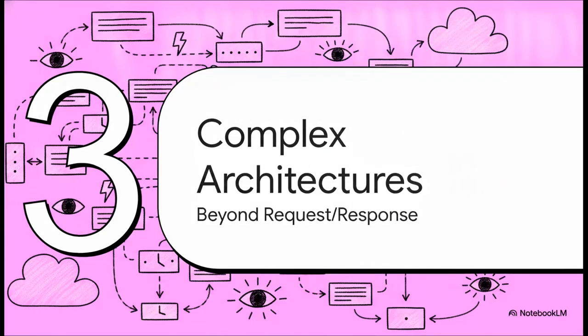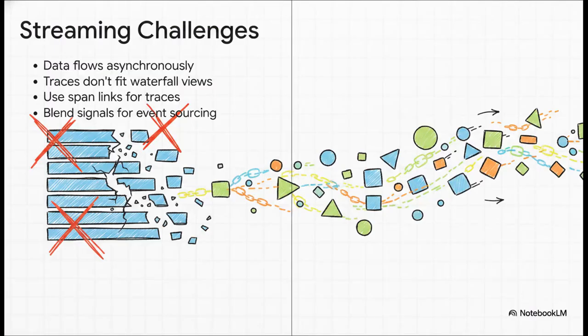Let's jump into Section 3, Instrumenting Complex System Architectures. So, we've seen the basics, but what happens when we leave the comfort zone of request-response and enter highly constrained or asynchronous environments? Let's think about stream processing, like ETL jobs flowing across Kafka queues. Standard traces just don't fit that classic waterfall representation here, because the data is flowing asynchronously. The standard parent-child spans will completely break down.